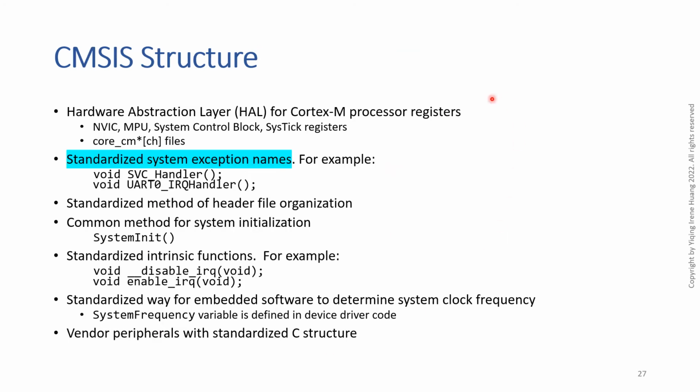So now how are we going to program the SVC handler? Well, the SVC handler is an exception handler. So we use the CMSIS standardized exception name, which is SVC_Handler. And it has a return type of void, and it takes no input argument.